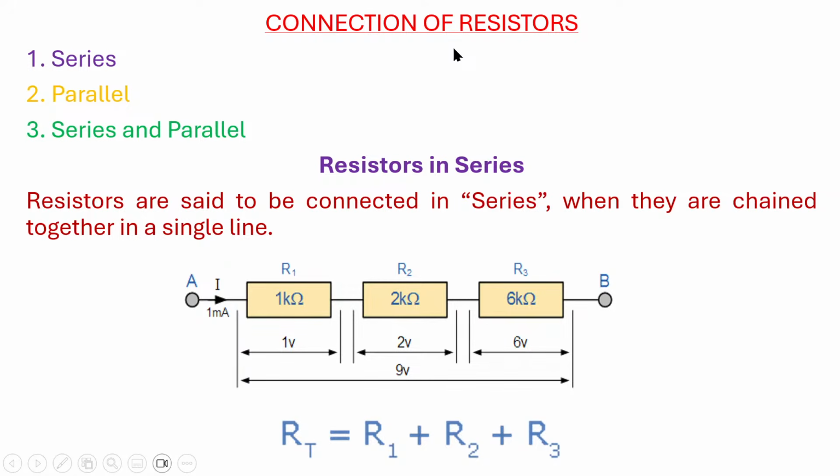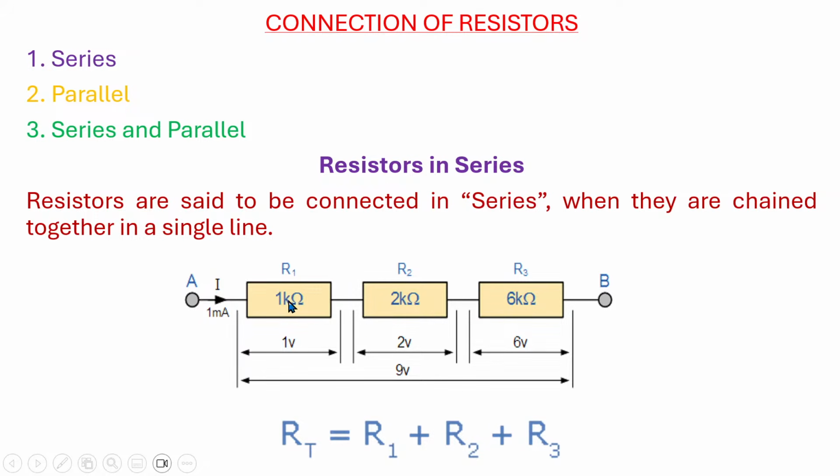Connection of resistors. There are 3 different methods used in connecting resistors. Resistors are either connected in series, in parallel, or in series parallel. Resistance in series. Resistors are said to be connected in series when they are chained together in a single line.